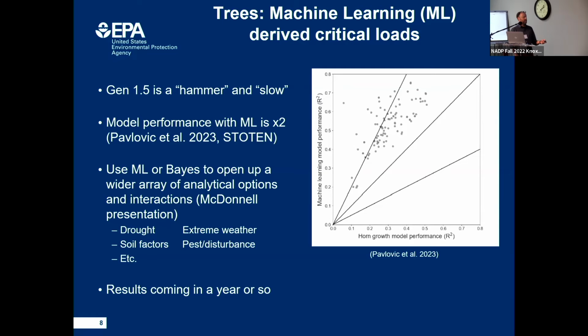And I checked this date. It is dated for the future, but this is just showing the R squared of the Horn original model compared with the machine learning R squared. And we get about a doubling of the performance using machine learning. And so we like that. That might help us in isolating the critical loads for some of these species.